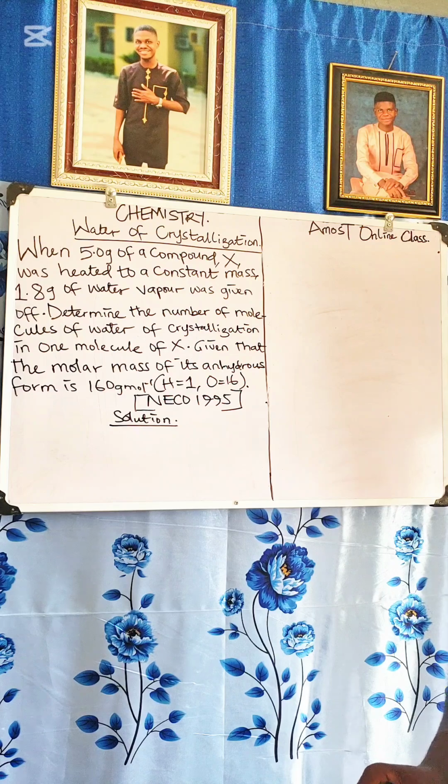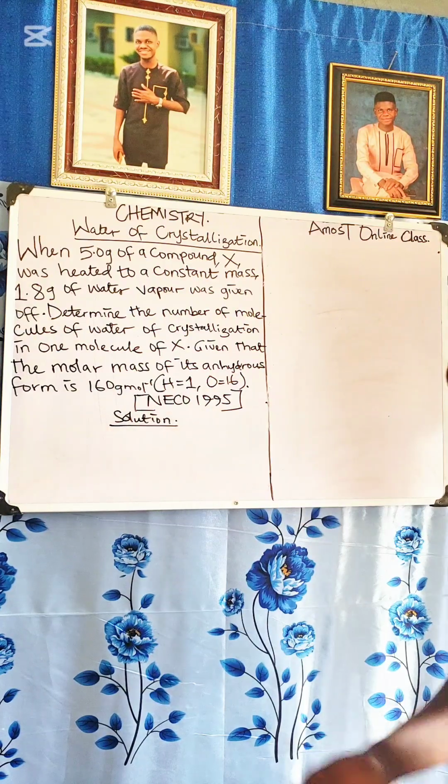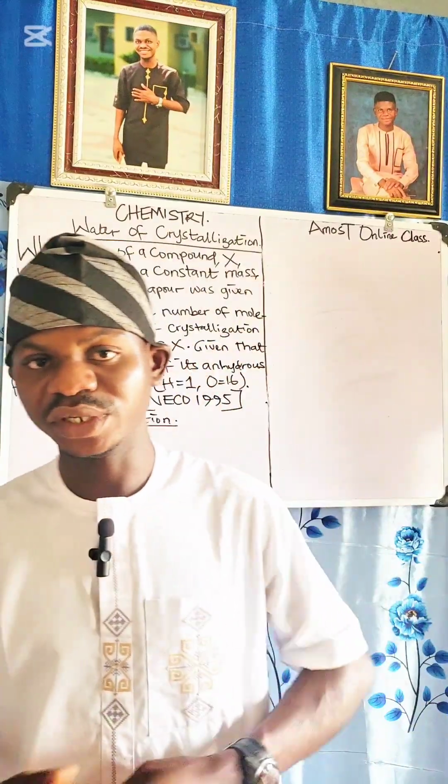Take the molar mass of hydrogen to be 1 gram per mole and the molar mass of oxygen to be 16 grams per mole. This question is coming from NECO 1995.